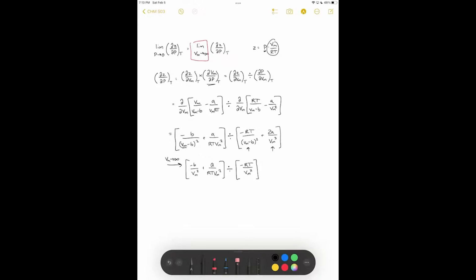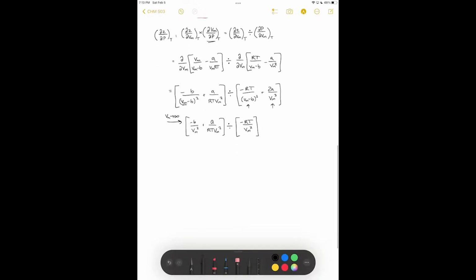Then that actually gives us something that we could solve pretty easily. So we'll simply take minus B over Vm squared and then plus A over RT Vm squared. And now we're multiplying by Vm over RT. We can do some cancellations if we want, and we end up with this being 1 over RT times B minus A over RT.